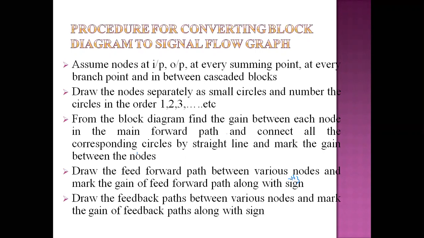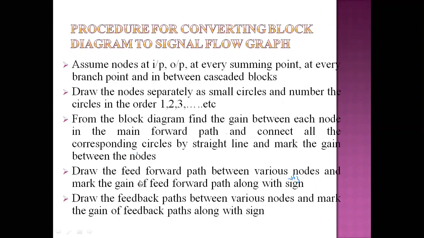While solving this kind of conversion problem, we have to represent each input and output point, summing point and branch point in between cascaded blocks with some numbers, which have to be replaced with the corresponding nodes. So draw the nodes separately as small circles, numbered in the order of 1, 2, 3. Then from the block diagram, find the gain between each node in the main forward path and connect all the corresponding circles by straight lines and mark the gain between the nodes.